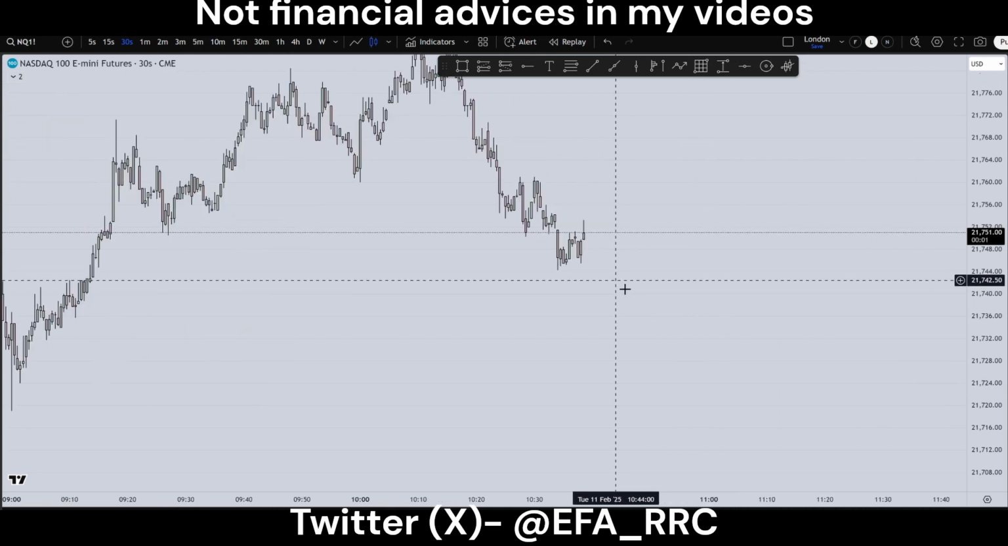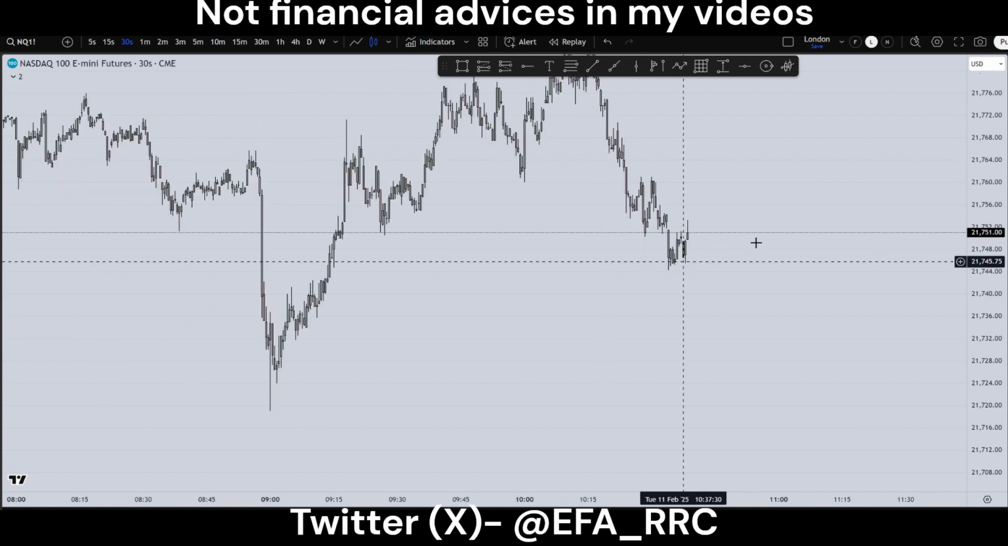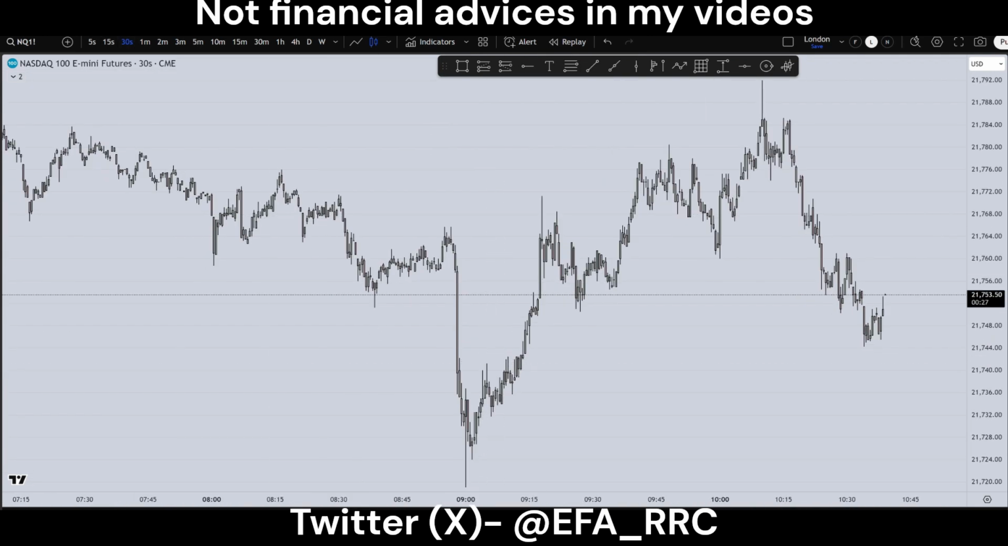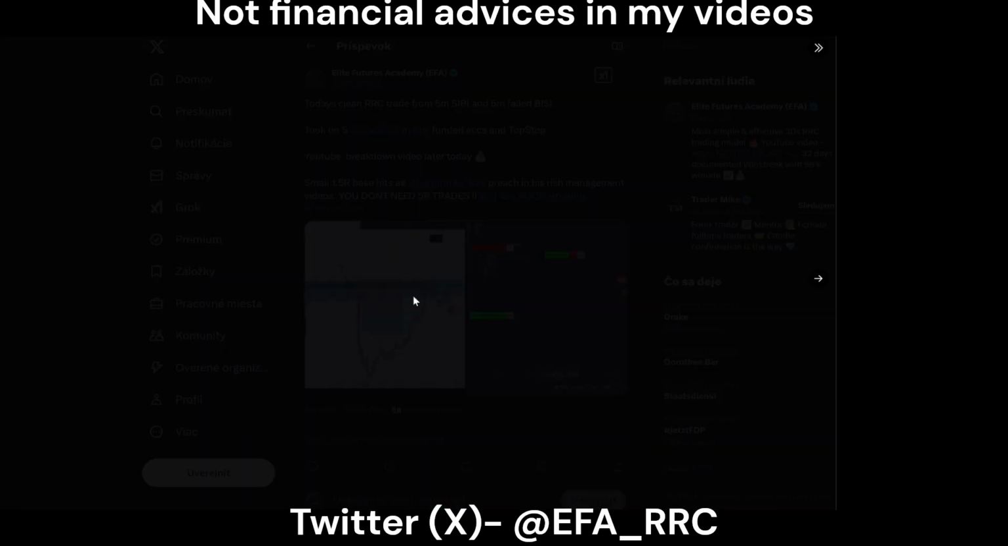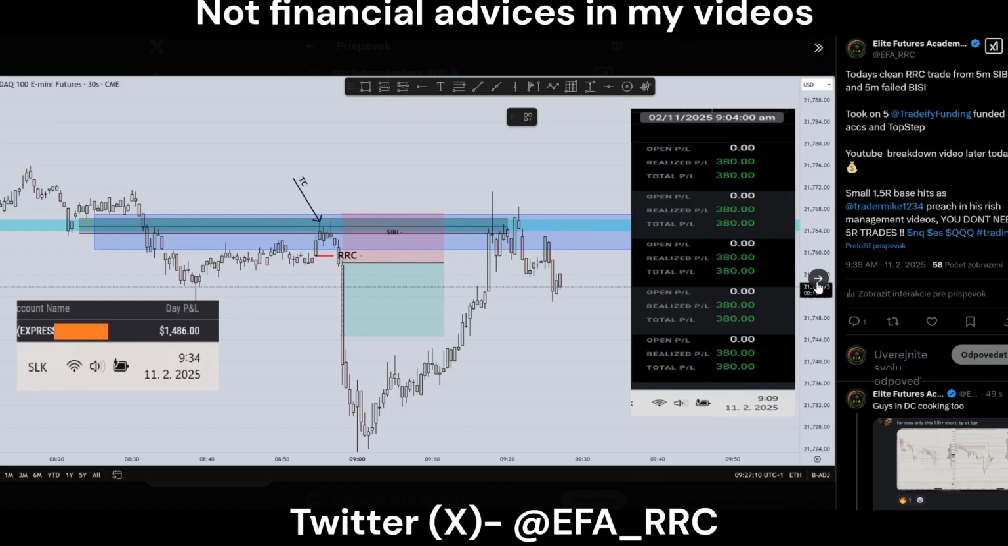Today is 11th February 2025. Trade was taken during the London session on the Nasdaq. I posted on my Twitter as always. Every day I share all of my trades here. It's like my journal. I took this trade on the Express account on the top step with a little bit higher take profit, because there is no consistency rule. And on the 5 funded Tradify account, there is a consistency rule. Then there I am going small risk and really just focusing on the consistency.